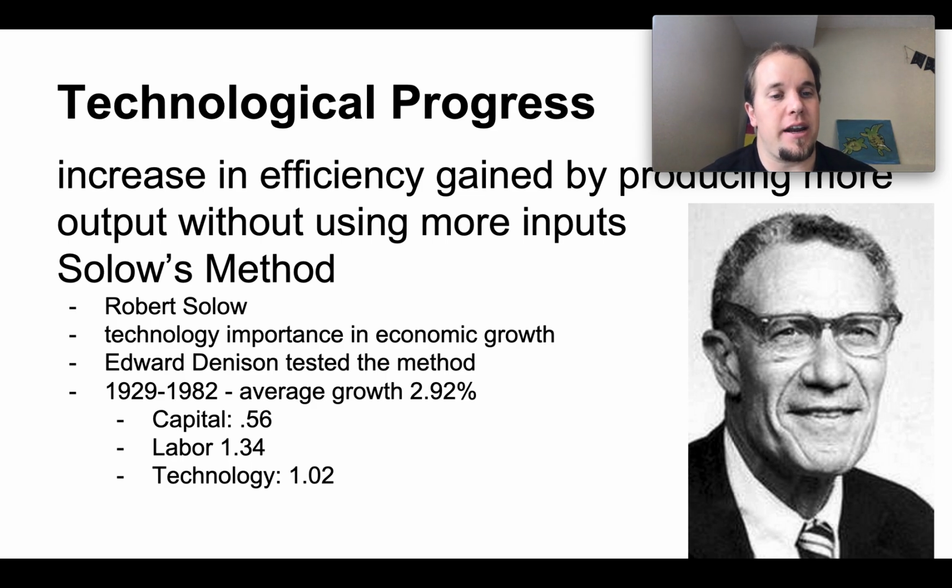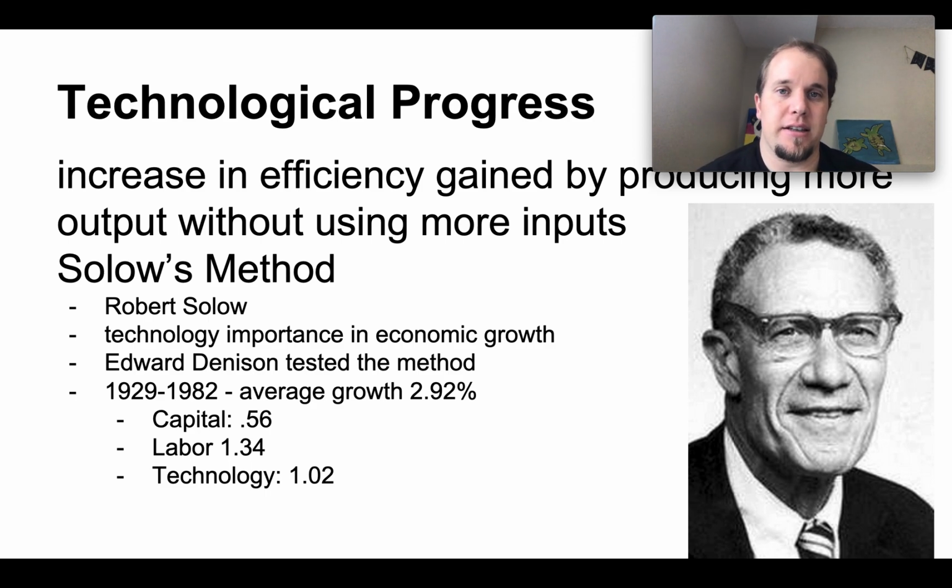Now, he did a study, went all the way back to 1929, all the way to 1982, and he found the average growth of GDP was about 2.92%, considering there was a bunch of ups and downs as far as the Great Depression, and then we hit a couple of recessions. So overall average is 2.92%. And then he took that 2.92% and broke it down even more to find out what percentage of that was involved in different parts of it. So that was his theory.